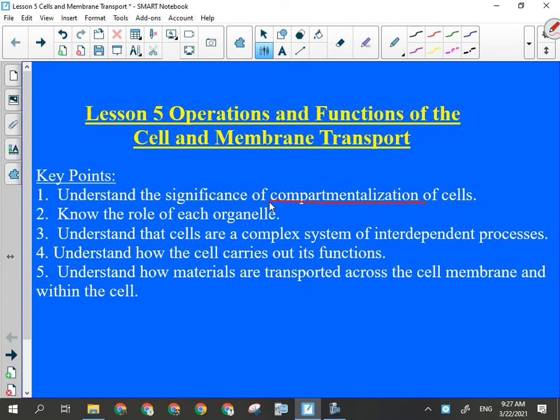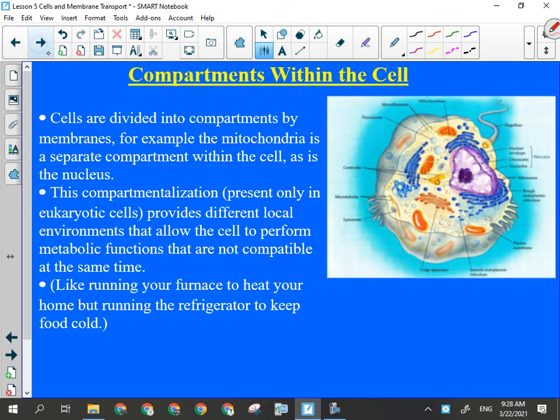Understand that cells are a complex system of interdependent, not independent, interdependent processes. That means they depend on each other. And not necessarily in a 1, 2, 3, 4, 5 kind of way where process 2 only depends on process 1, and process 3 only depends on process 2. They're interconnected. Every process depends on several other processes in order to work. And then, like I said, probably not today, but tomorrow we'll look at how materials are transported in the cell, across the cell membrane, and things like that.